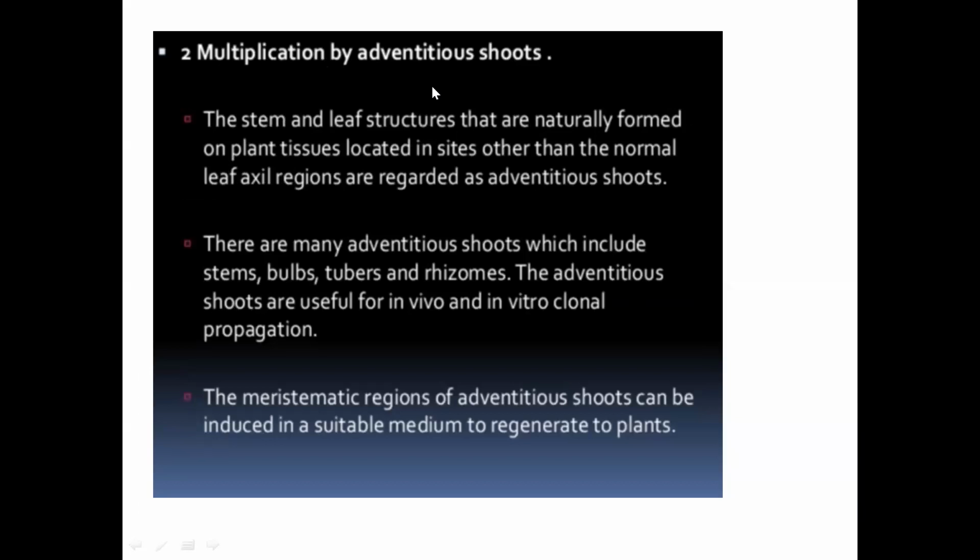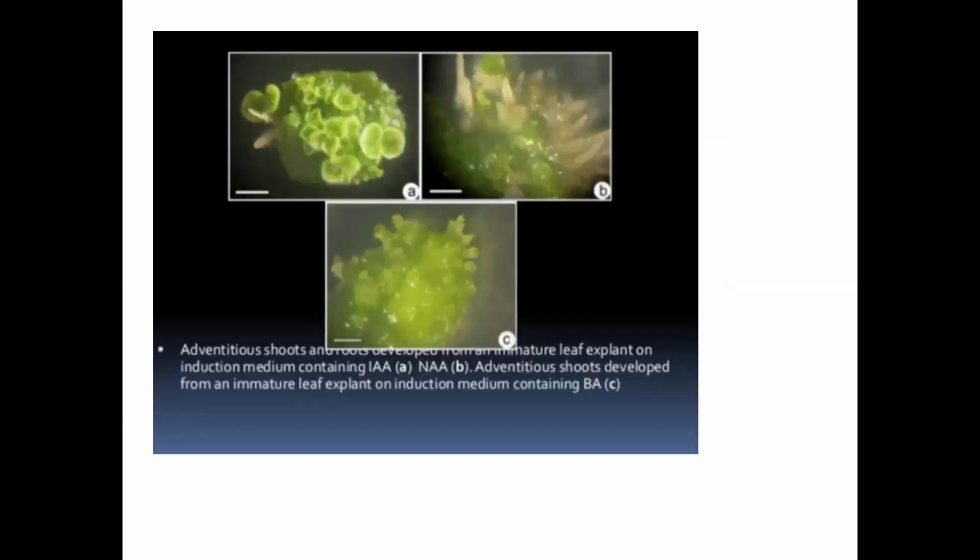Okay, adventitious shoots are taken normally from bulbs, tubers and rhizomes, where you get a lot of adventitious buds. In potatoes, you get eyes, and in ginger you get a lot of adventitious buds. So all those are adventitious buds. They can be used as starting material for clonal propagation. So these are the adventitious shoots, from which you can propagate the whole plant.